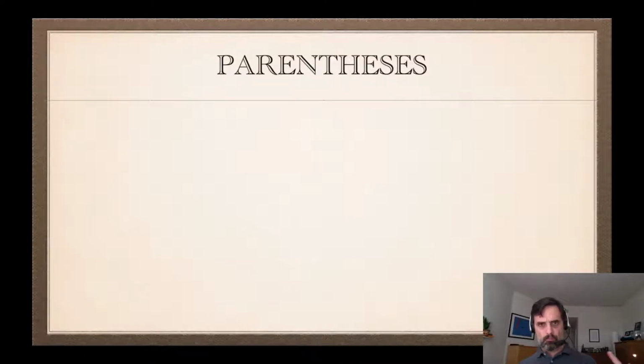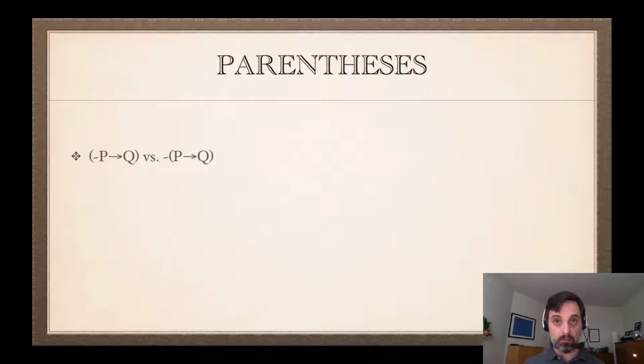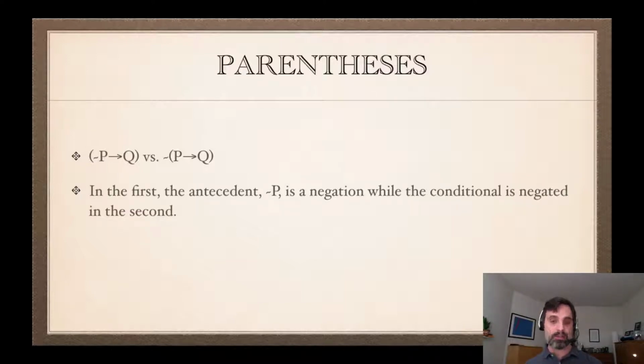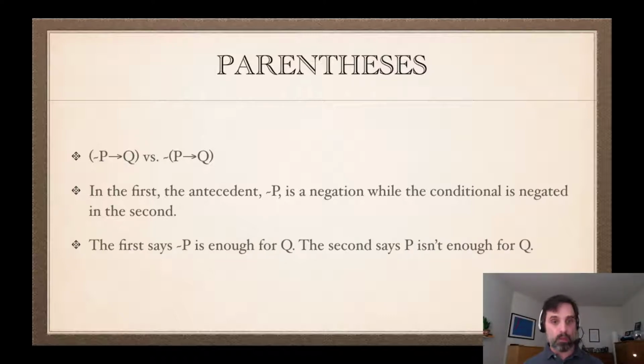So, how do we always avoid ambiguity in the logical language? With parentheses. So here are two sentences: if not P then Q, and not if P then Q. These are just like those two sentences that we saw in the previous slide. They say different things. In the first, the antecedent not P is a negation, while in the second, the whole conditional is negated. So the first says that not P, that's enough for Q, so not having a cookie is enough for me being happy. The second says that P by itself isn't enough for Q, so it says that having a cookie is not enough for me being happy.